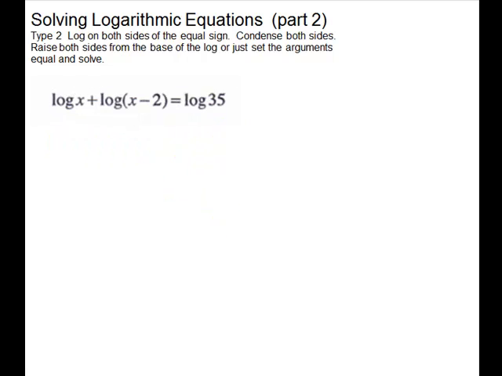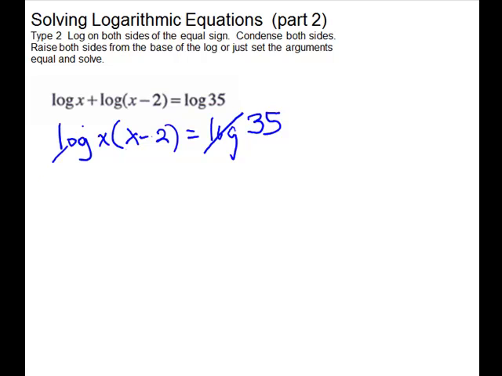For this equation, we do have logs on both sides of the equal sign. We need to condense on the left-hand side. We have a sum of logs, so this will be the log of a product. So the log of x times x minus 2 equals the log of 35. And so we can drop the logs. These are both base 10. We can drop those and set the arguments equal. So we're using that property from before.